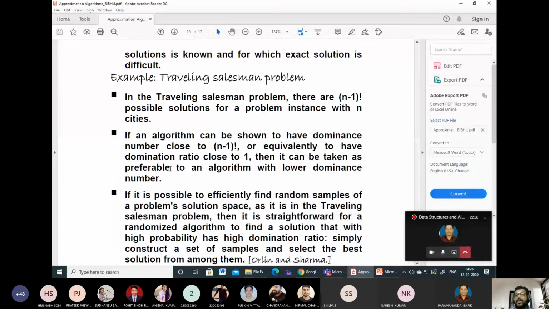Then we apply it, let us say, to a complete graph: how many solutions are possible? For the traveling salesman problem there will be (n minus 1) factorial possible solutions. Can anybody share why it is (n minus 1) factorial? It's very simple. You have n number of cities. How many ways can you select the first city? How many ways can you select the remaining cities? You start from a city and have to visit all the cities, so the possible permutations are (n minus 1) factorial.